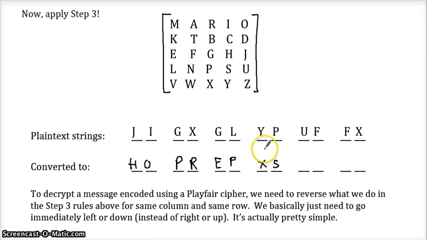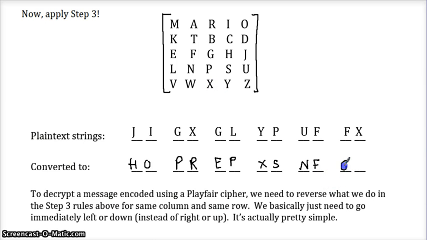I'll check that later. U and F, big rectangle. U and F turn into N and J, where U turns into N and F turns into J. And then we have F and X, another rectangle. F and X turn into G and W.